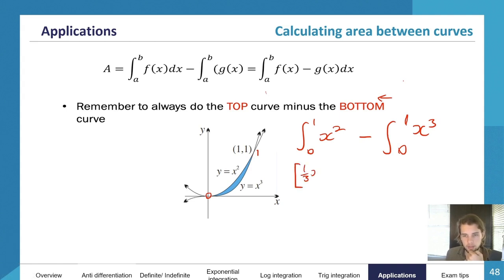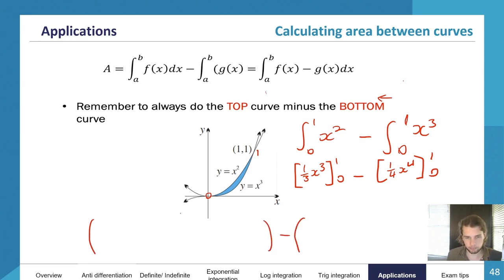So that's 1 over 3 x to the power of 3, from 1 to 0, subtracted by 1 over 4 x to the power of 4, from 1 to 0. Now we're going to evaluate each of these separately. So I'm going to put big brackets for the first one and then negative big brackets for the second one. You know what, we're going to need more space than this. Put it over here. Big brackets for the first one, subtract big brackets for the second one because there is that negative value there.